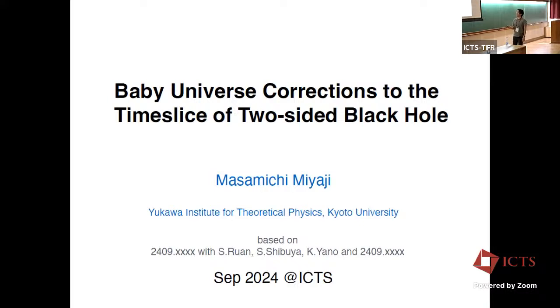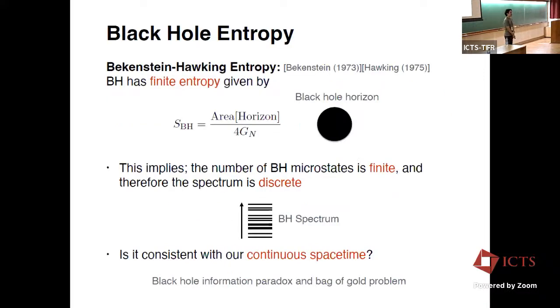Let me begin with the very basic thing. We know that the black hole entropy is given by the Bekenstein-Hawking entropy, which is the area of the event horizon divided by 4G Newton. The most important thing is that this black hole entropy is finite, even though it is a pretty large quantity. The immediate consequence of this finiteness is that the spectrum of the black hole must be finite, and therefore the spectrum is also discrete. That is the consequence of the Bekenstein-Hawking entropy.